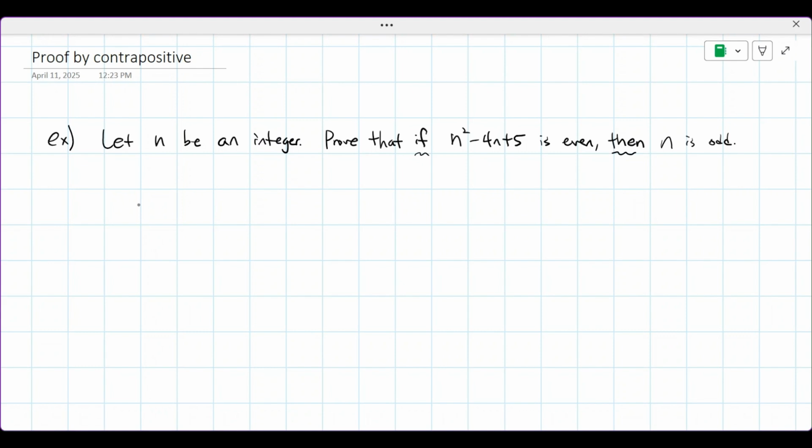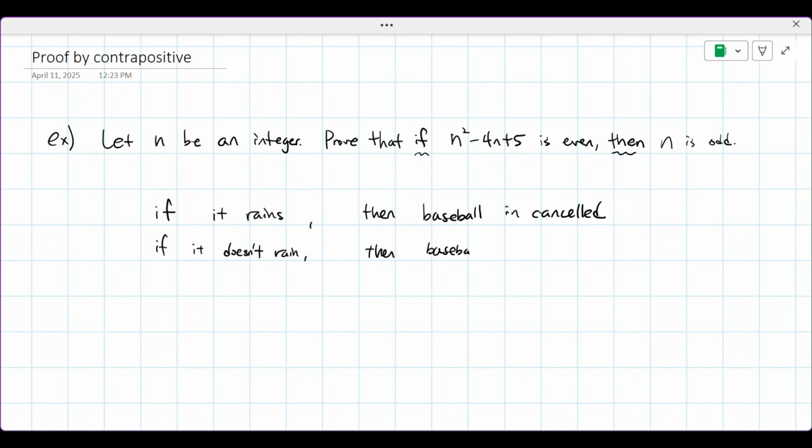So let's see another example here. Let's say we have a proposition that if it rains, then baseball is canceled. Let's say we have such a statement. Now, would the negative of this proposition still be true? Like if I'm just saying the negative as in, if it doesn't rain, then baseball is not canceled.